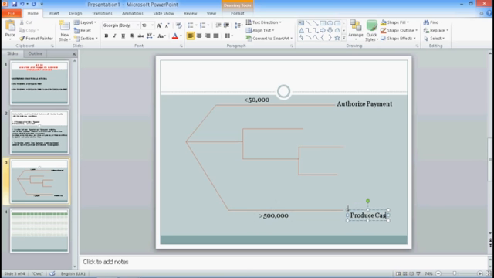Produce cash request schedule. So if the invoice is greater than 500,000 naira, this is what happens. We produce a cash request schedule.